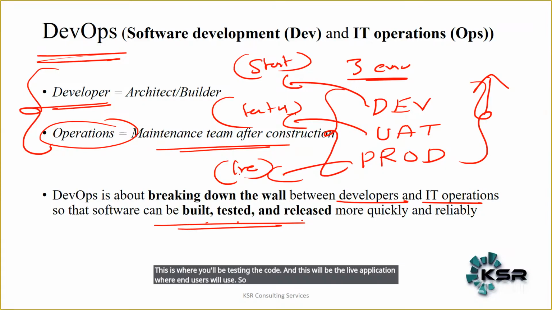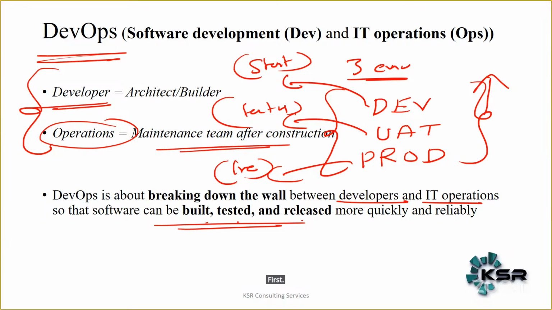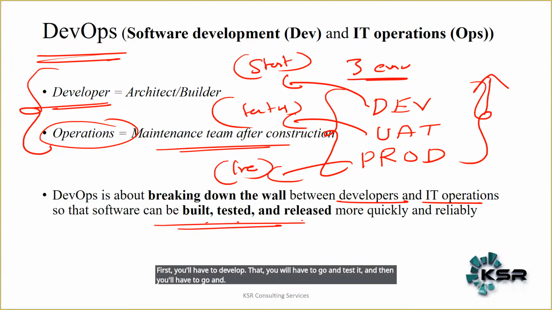So every time you build even a single app for the Play Store, you will always have to go through these 3 environments. First, you'll have to develop. Then you will have to go and test it. And then you'll have to go and productionize it.